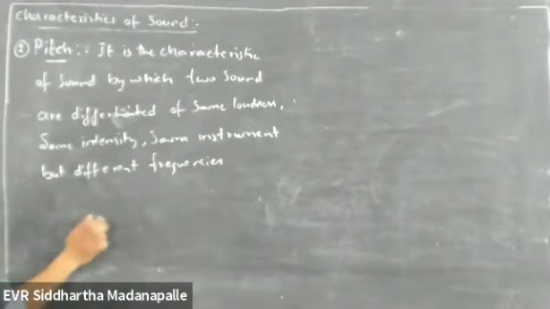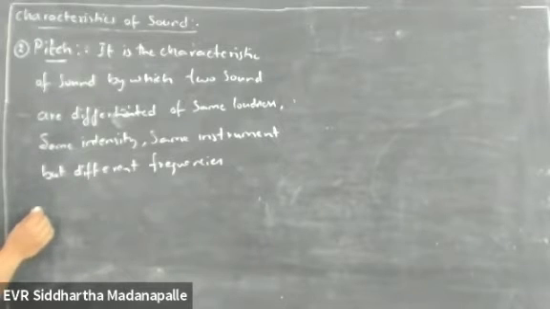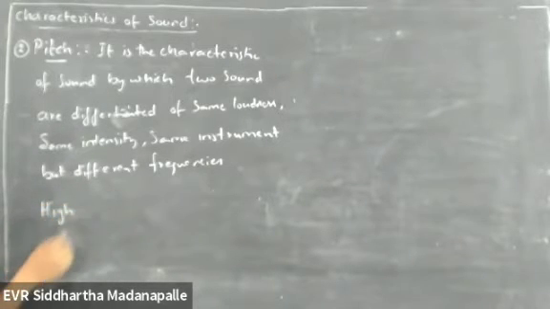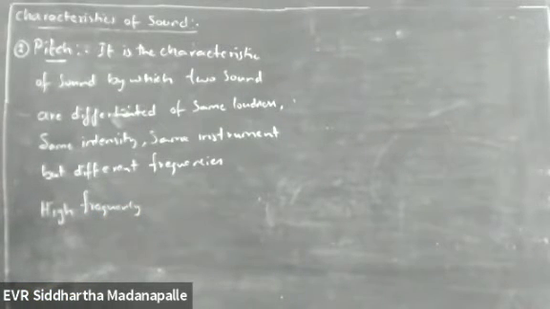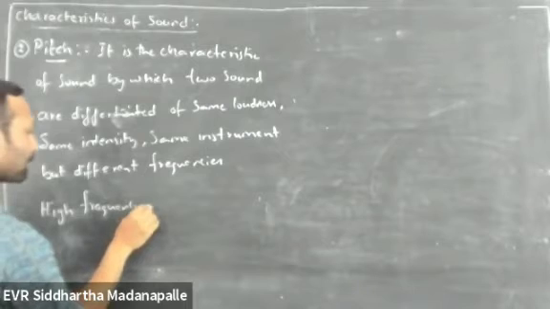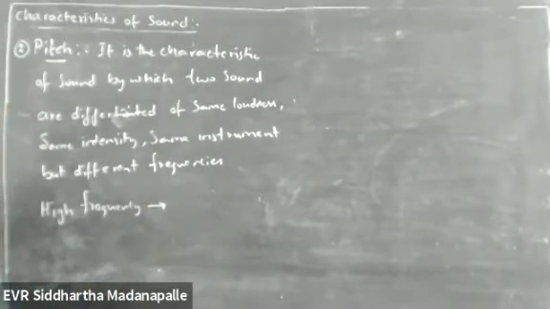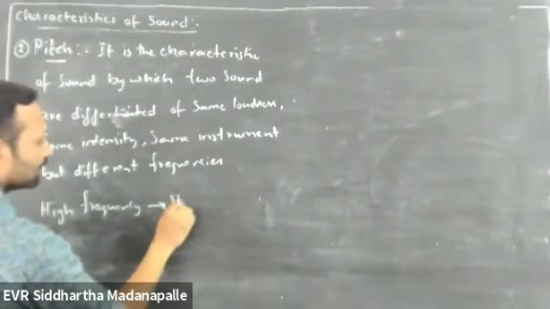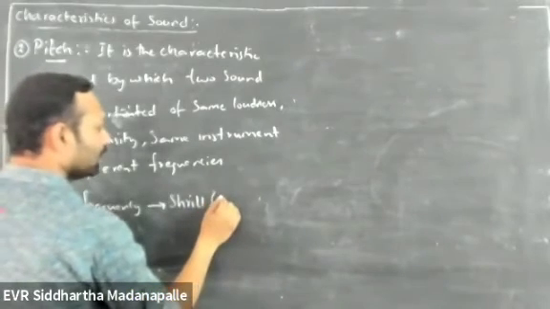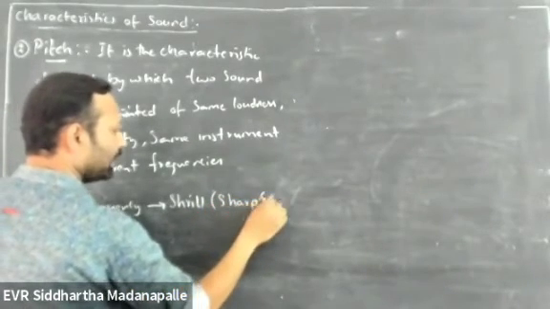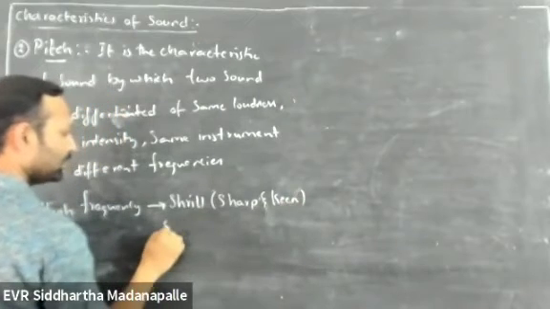So let me tell some examples, then we will get a clear idea on this. Different frequencies. Suppose we take a high frequency sound, then the sound will be very sharp and keen. Then the sound will be shrill, that is, a sharp and keen sound is heard.